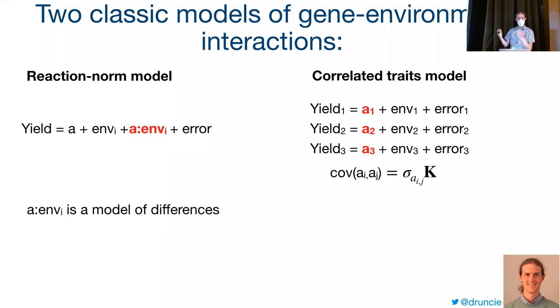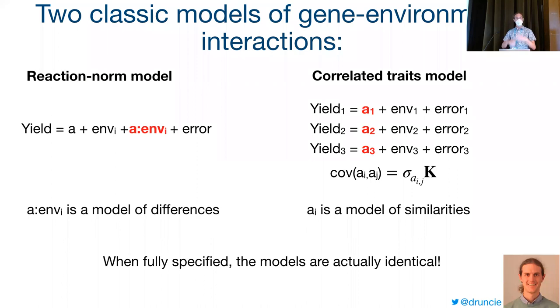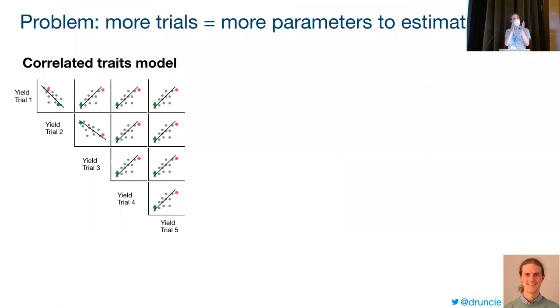And conceptually, the reaction norm model is a model of genetic differences across environments, while the correlated trait model is a model of genetic similarities across trials. So two sides of the same coin. But I like the correlated traits model because it also gives you a lot of flexibility if your trials have different experimental designs to write the specific model for each one. And so it makes something simpler. But if you like the reaction norm model better, don't worry. They're actually exactly the same model as long as you fully specify all the covariance terms appropriately in that other model. So anyway, as I said, the correlated traits model makes it conceptually simple to scale up to many, many environments.